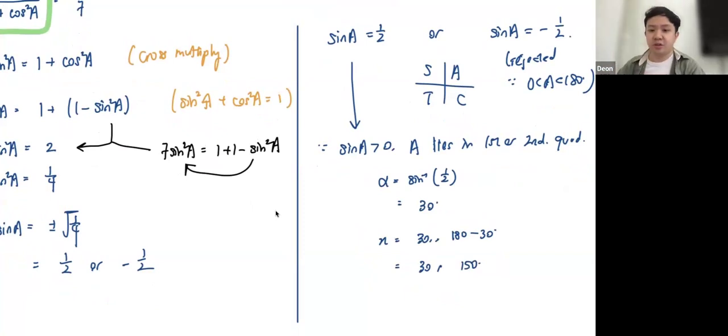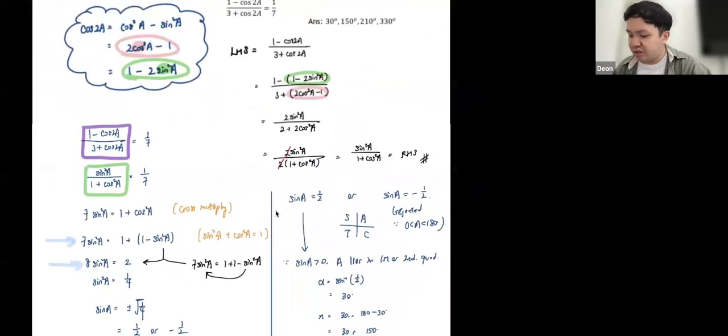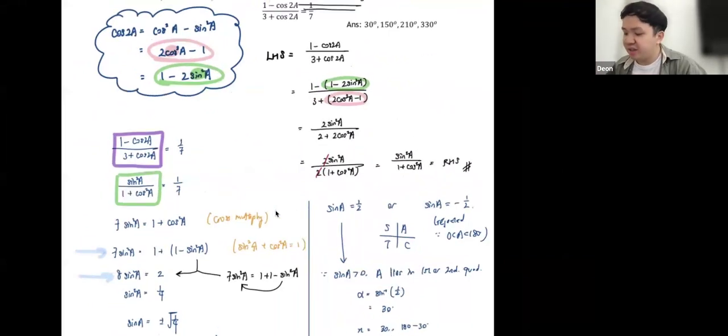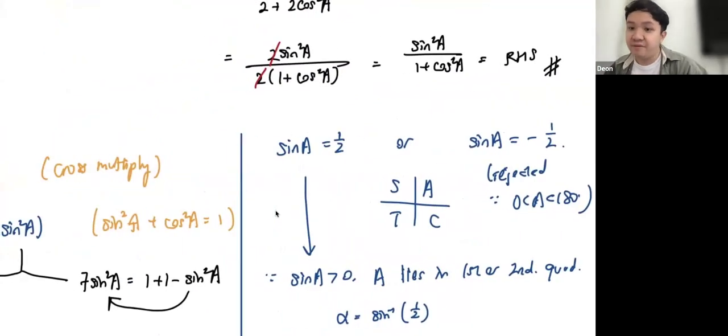Okay, two answers. Can you explain why reject? Why is sine A equals negative half rejected? It's rejected because the question asks for 0 to 180. I already know that from 0 to 180, sine is positive. But here sine was negative, so I reject.